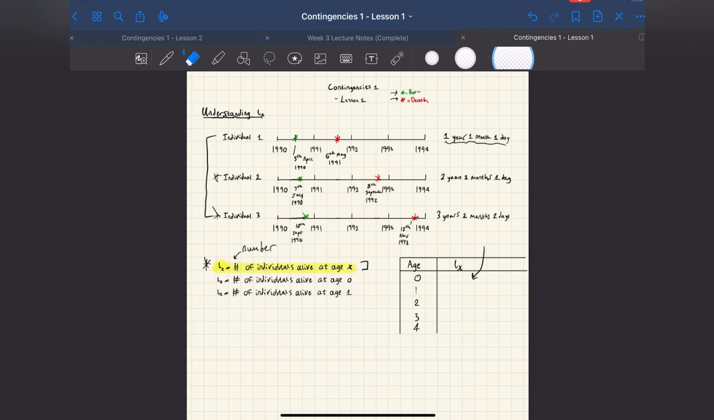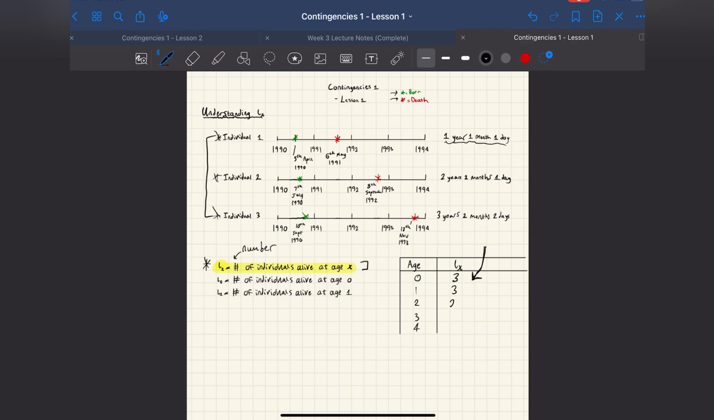We're now going to fill in these values here in this life table using data from these three timelines. So what is L0? L0 here would be the number of individuals who are alive during their 0th birthday, i.e. who were born, and you can tell from the data that all three of these individuals were born. L1, the number of individuals who are alive during their first birthday, this would be 3, all 3 individuals were alive during their first birthday.